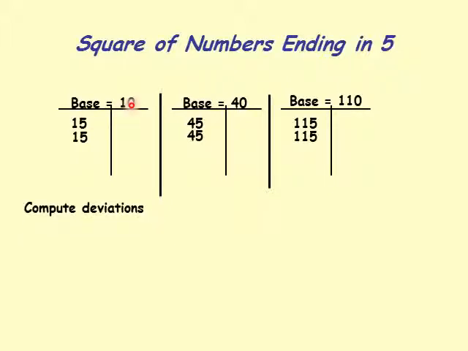Let's continue. Next we find the deviations. 15 minus 10 is 5. 45 minus 40 is 5. 115 minus 110 is 5. It's plus 5 all the way. So here my deviation is plus 5 in each case.